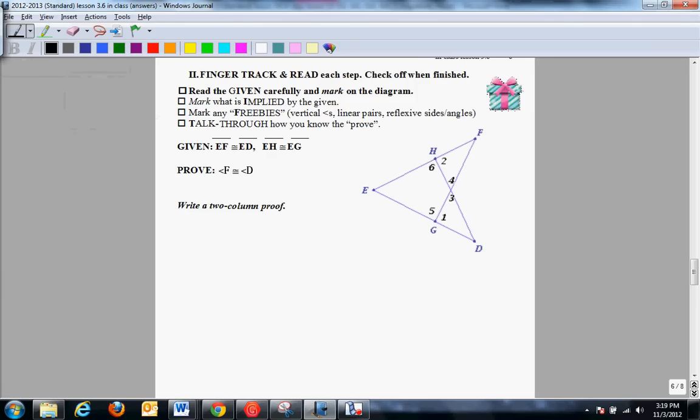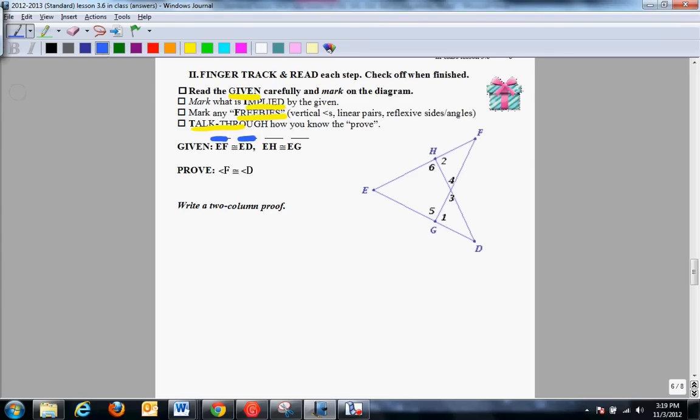Team 2, we're going to follow this process. We're going to read the given carefully and mark it on the diagram. We're going to mark what's implied by the given. We're going to mark any freebies. And then we're going to talk through how we know to hit the prove. Let's start by taking a look at our given information.